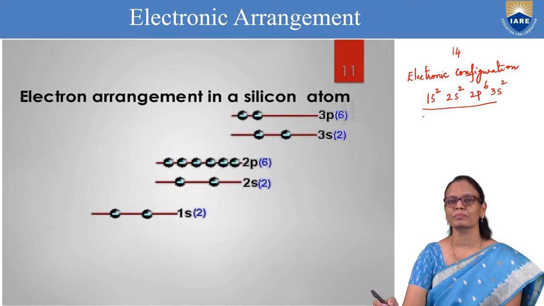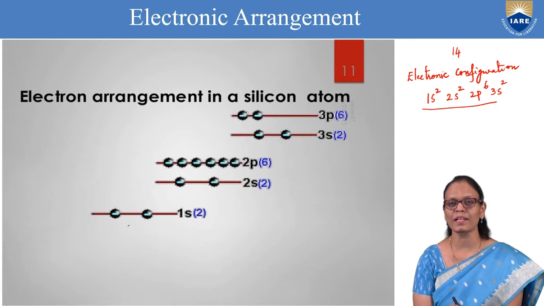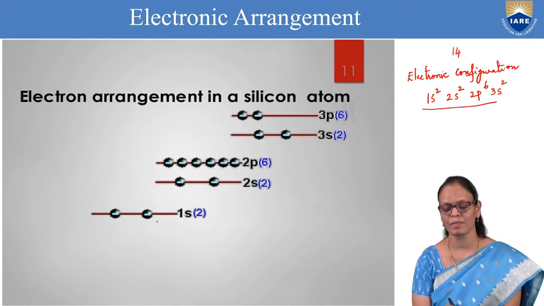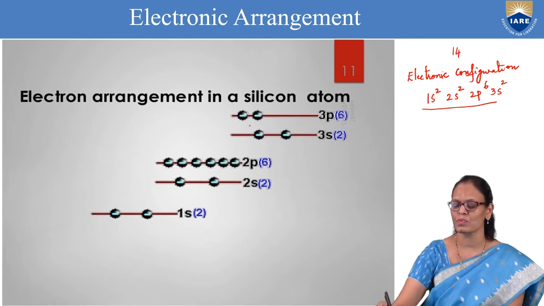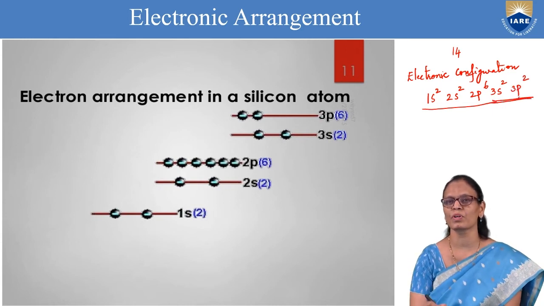14. Now, when we are talking about these energy levels, in 1s there are 2 electrons, in 2s there are 2, in 2p there are 6, and in 3s we have 2 electrons, and then 3p, so we write 3p2. So in total it becomes 14.